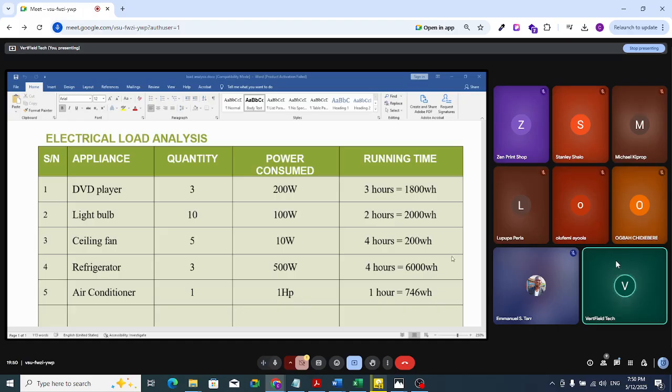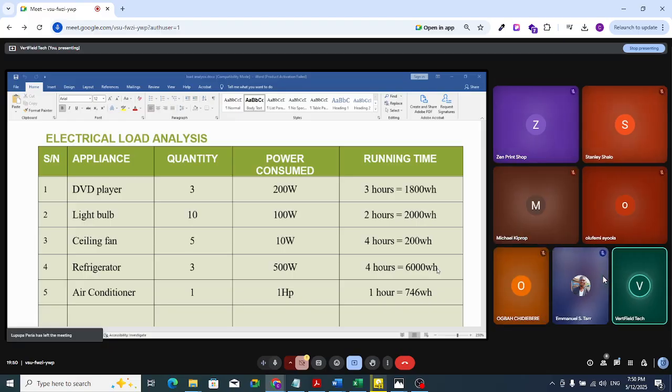Let's take for instance, Mr. Michael lives in a 3-bedroom apartment and he has a DVD player in each of those rooms. So on our table of load analysis, we are going to be having the quantity of DVD player to be 3. That is what it simply means.